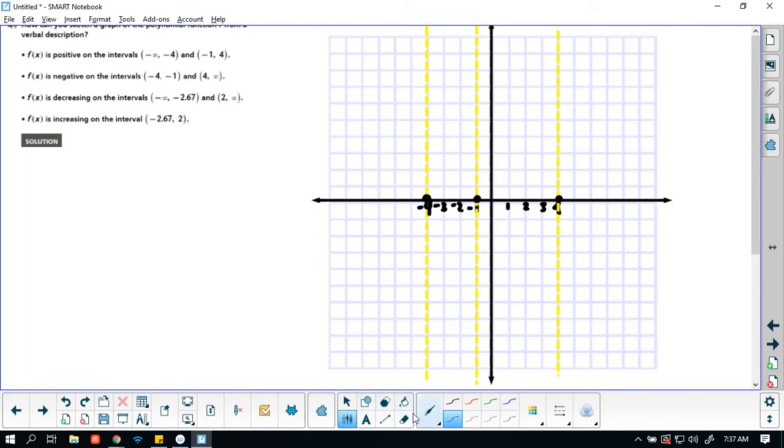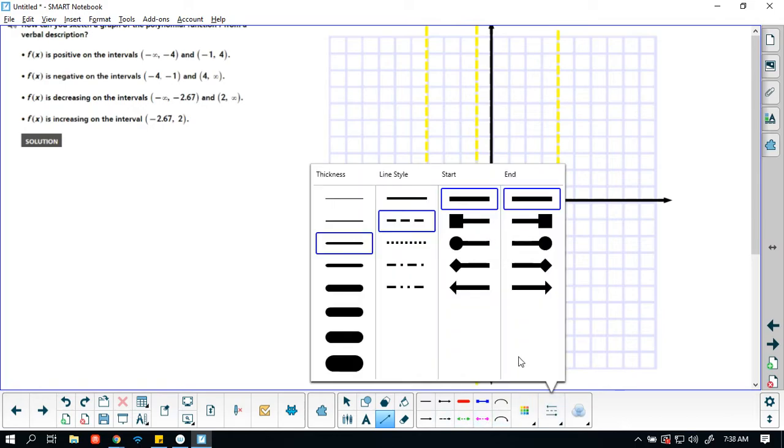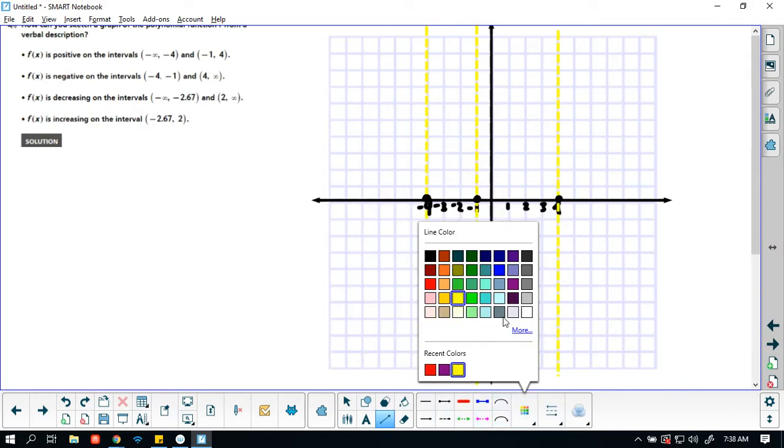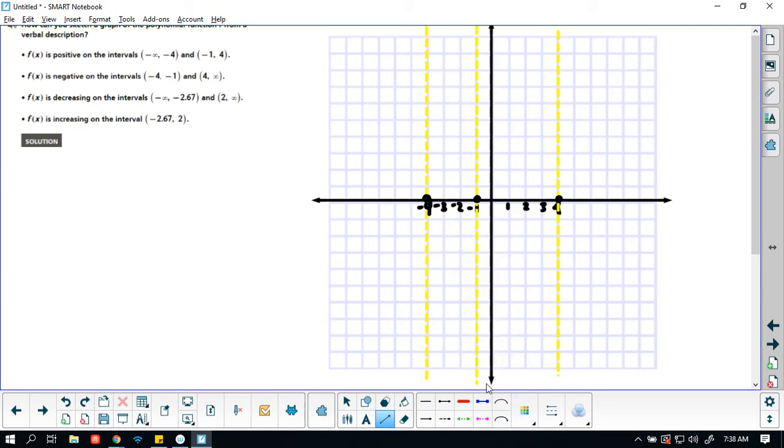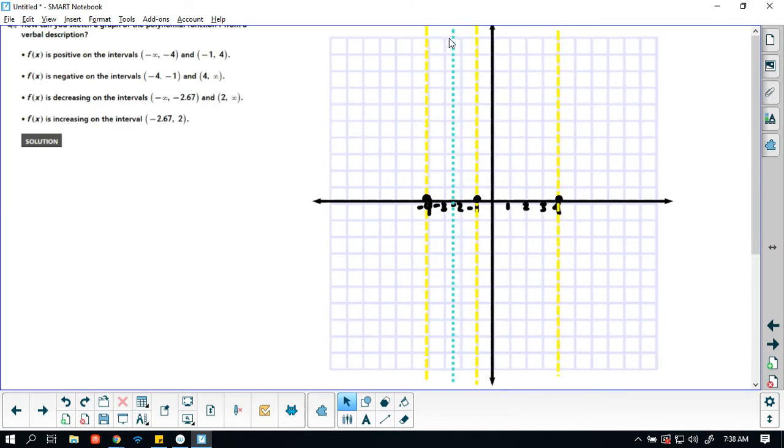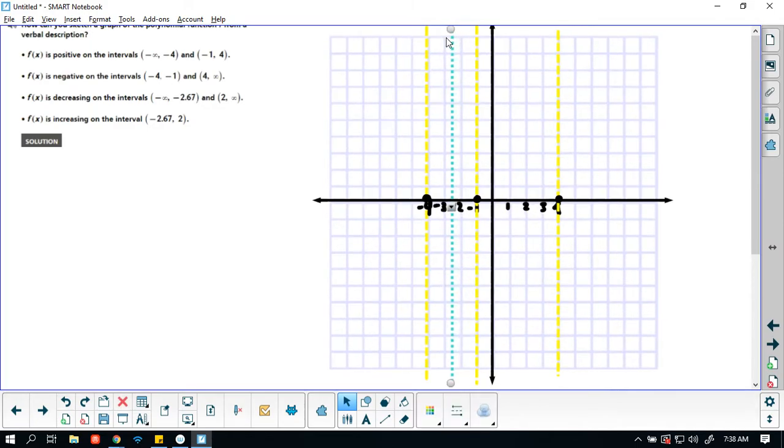Then we are decreasing, so I'm going to get a different color for this interval. I'm going to get this dotted line, and I think I'm going to use this light blue. We are decreasing from negative infinity to negative 2.67. So I believe this is 2.67. Roughly, it looks a little bit more like 2.5, so I'm just going to move that over a little bit. There we go. And then we are also decreasing from 2 to infinity. So here to infinity, we are decreasing.